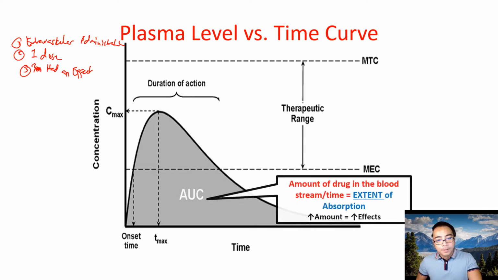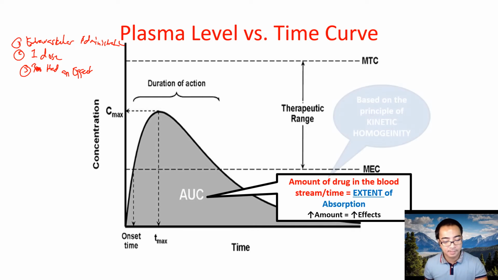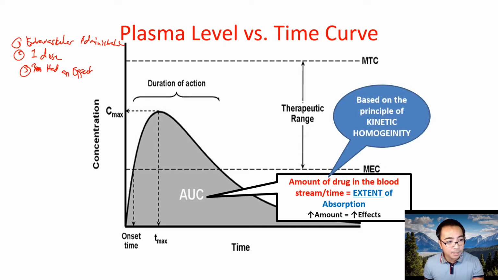Okay. So another thing, class, that we can look at here are the pharmacokinetic parameters that we have. Say for example, AUC. AUC is simply defined as the amount of drug in the bloodstream at a given time. So after 1 dose, how much of the drug was absorbed? Makikita natin yan sa AUC. That's why, class, AUC is a very important pharmacokinetic parameter when determining bioavailability. Right? So sabi yan, extent of drug absorption. So the more drug absorbed, equates to more effects. Okay, so it's based on the principle of kinetic homogeneity theory.